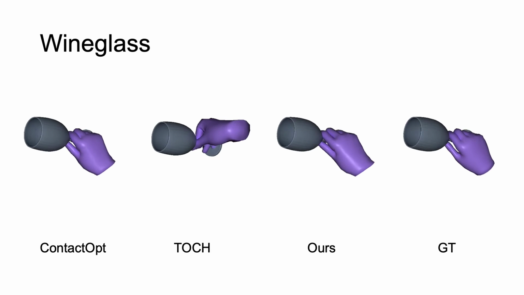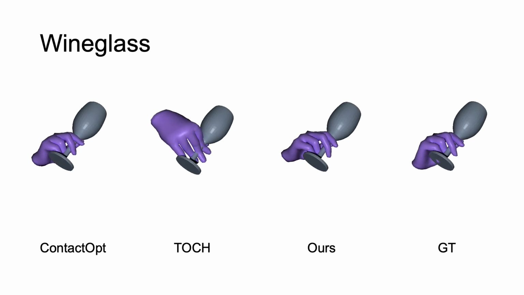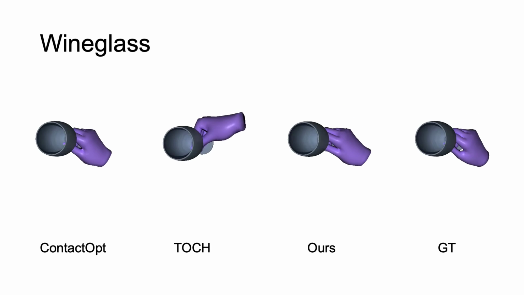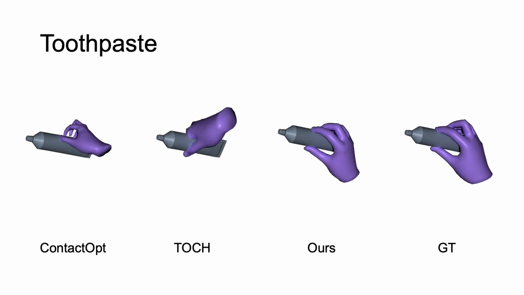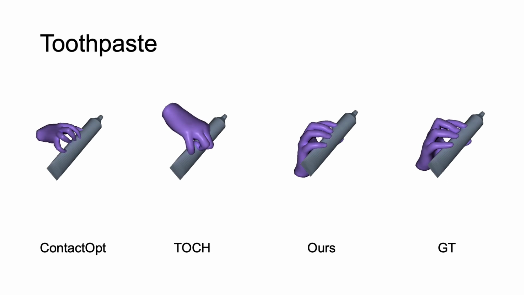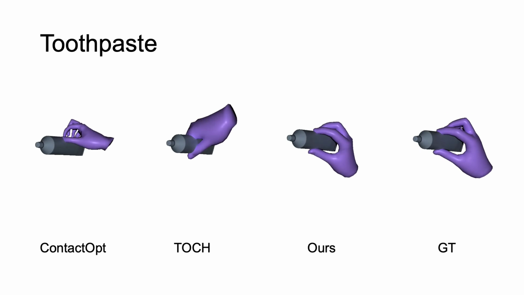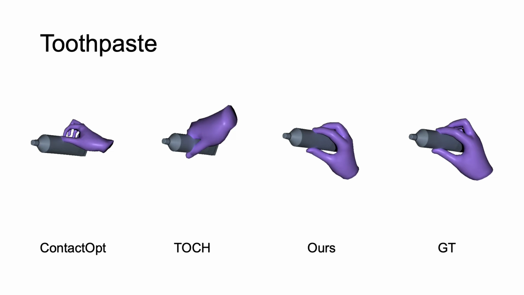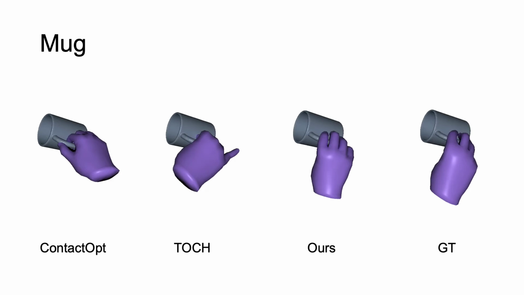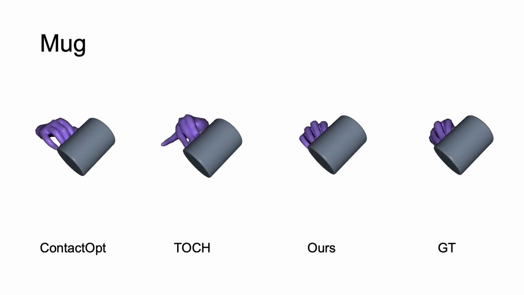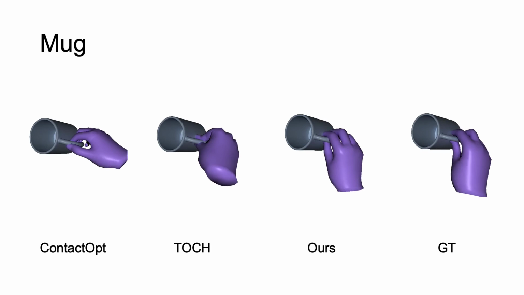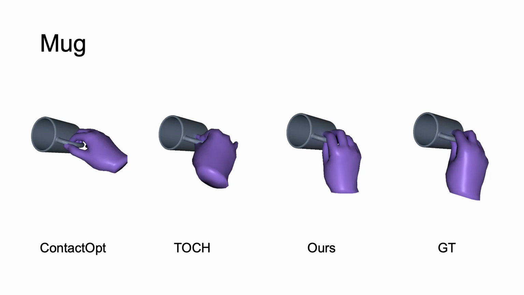We first evaluate the effectiveness of different contact representations in recovering the ground truth hand grasp. We compare against ContactOpt and TOCH. Both methods are unable to accurately recover the ground truth hand pose due to the incompleteness of their contact representation. While our approach offers a comprehensive representation of contact, enabling a full recovery of the ground truth hand pose.